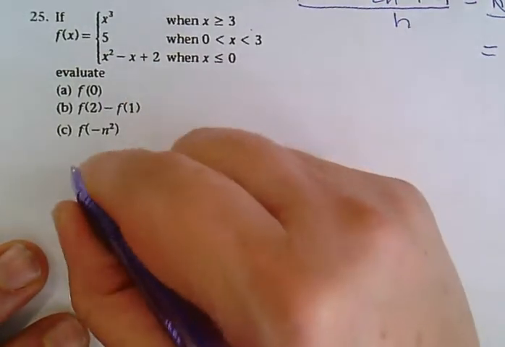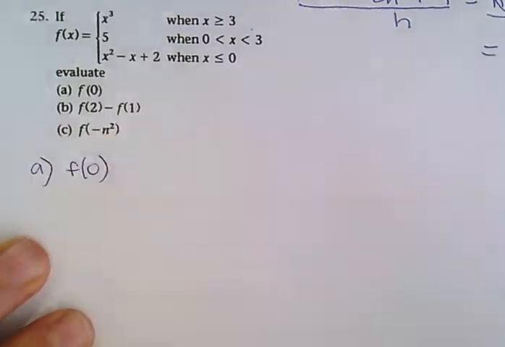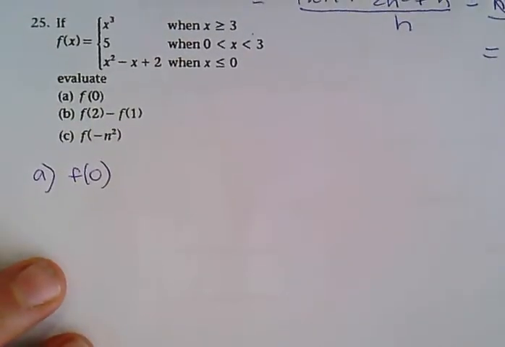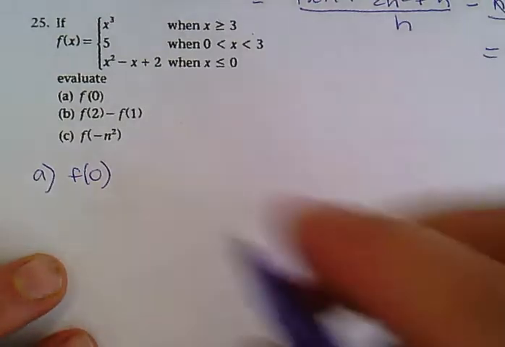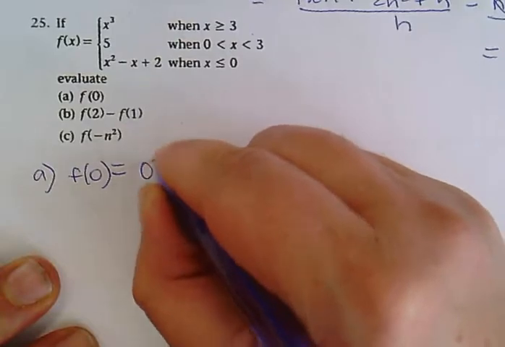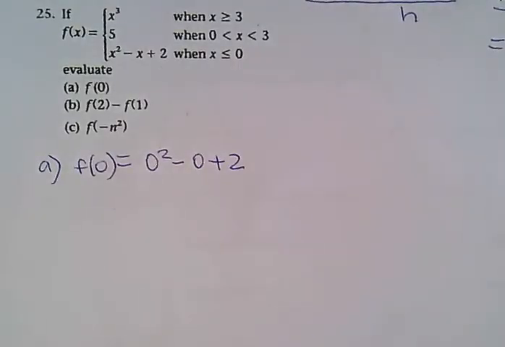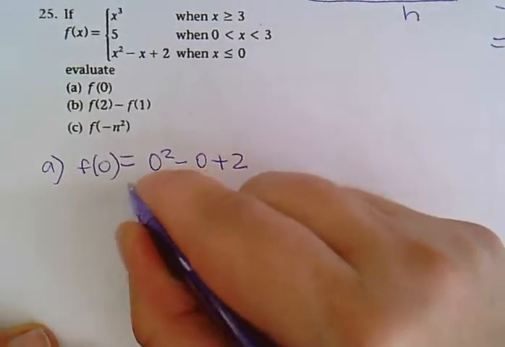So let's work out each of these. Function of 0 for part A. Do you know which one you're going to use? Be careful. It's not the middle one. It's when x, so we have to use x squared minus x plus 2, so it's 0 squared minus 0 plus 2. I replace my x with a 0. And what do I get?